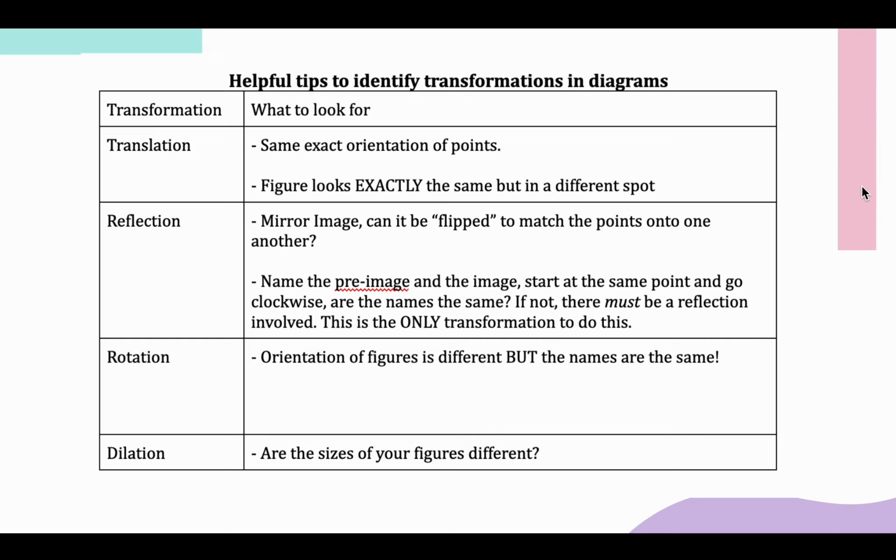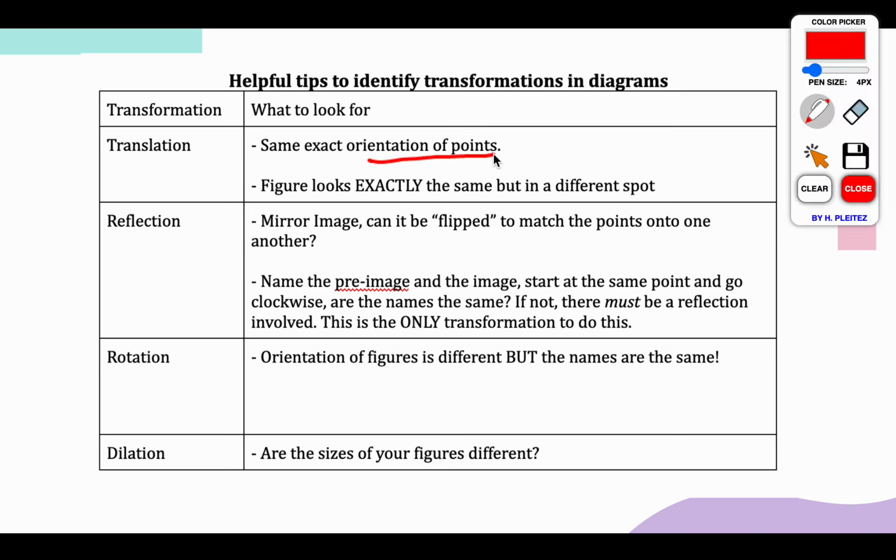So a translation, you're going to have the same exact orientation of points, which means your figures are going to look exactly the same, but they're going to be in a different spot. Now, reflection is pretty important because we're talking about a flipped image, right? That mirror image results in it being flipped. So if we take a look at an example, and I want you guys to draw this in as well, if we have a figure like this, and it is reflected over this dashed line right here.